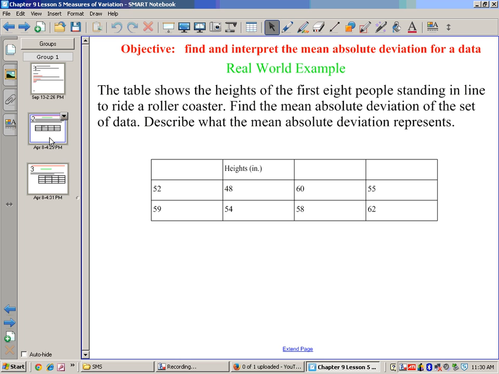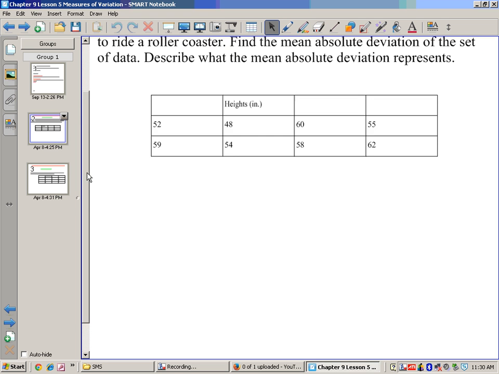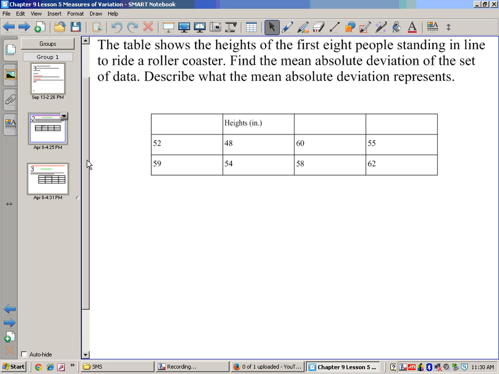Okay, we're going to jump right into a real-world example. A table shows the heights of the first 8 people standing in line to ride a roller coaster. Find the mean absolute deviation of the set of data. Describe what the mean absolute deviation represents. A lot of big words. Let's put them so you can understand them.